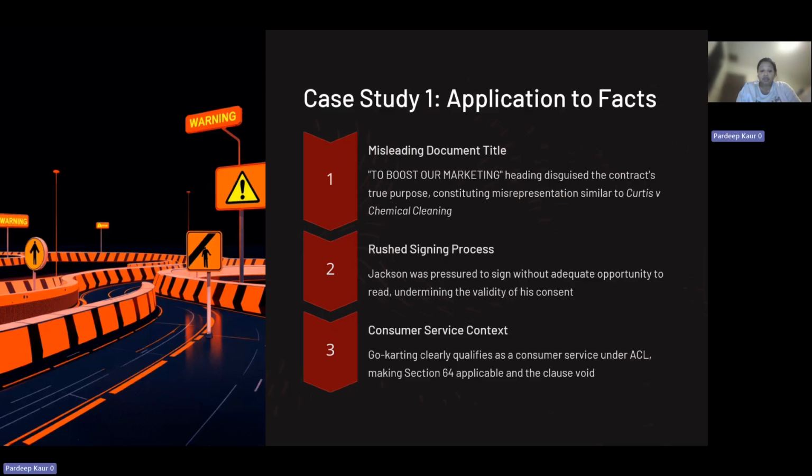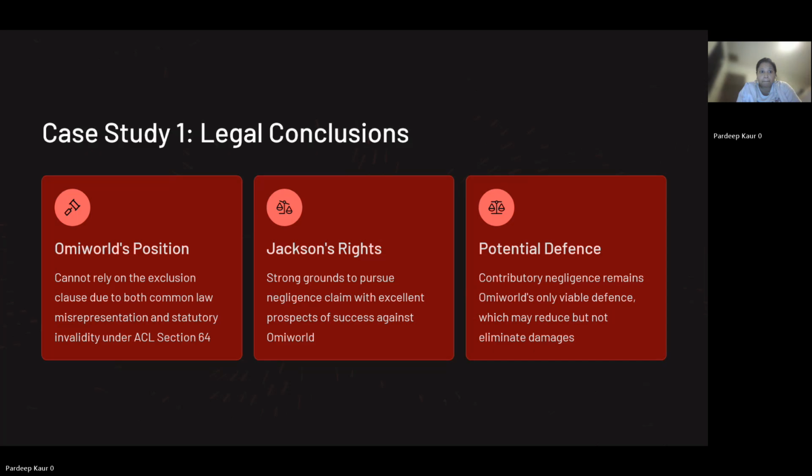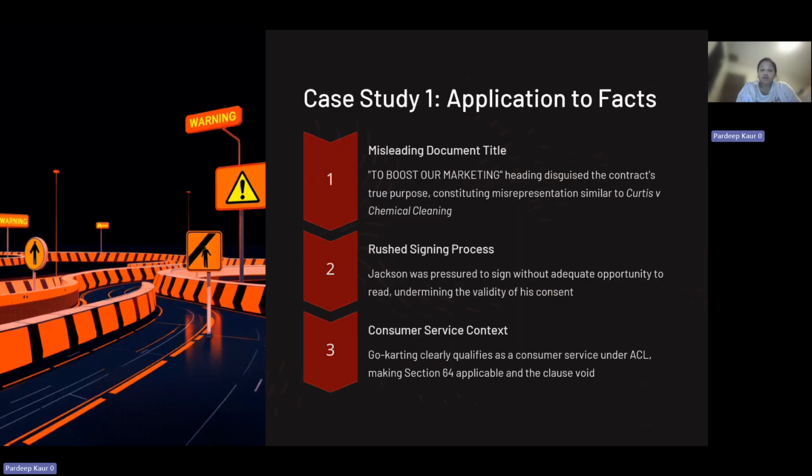Let's apply these rules. The document was misleadingly labeled to boost our marketing, disguising its real purpose. This mirrors the misrepresentation in Curtis versus Cleaning. Jackson was also pressured to sign without reading, making the clause unenforceable at common law.